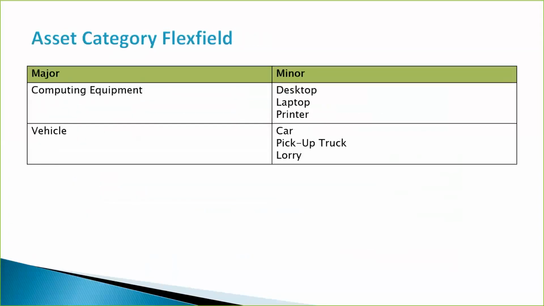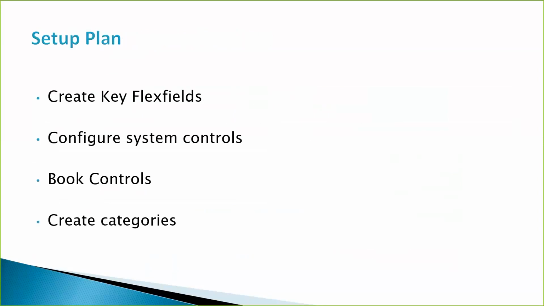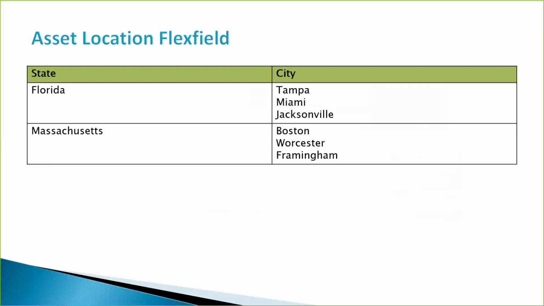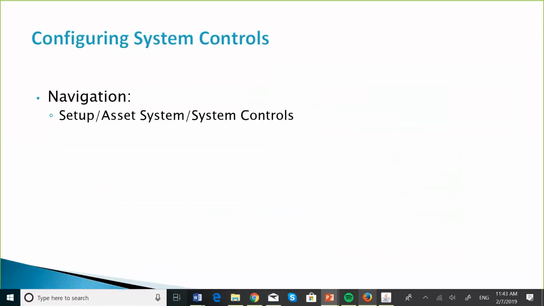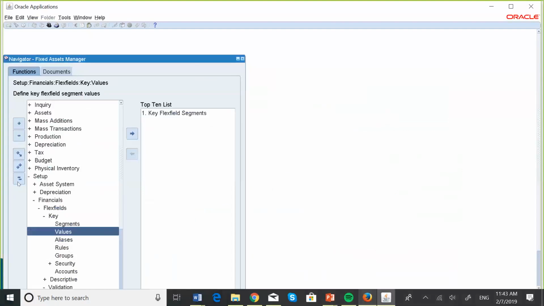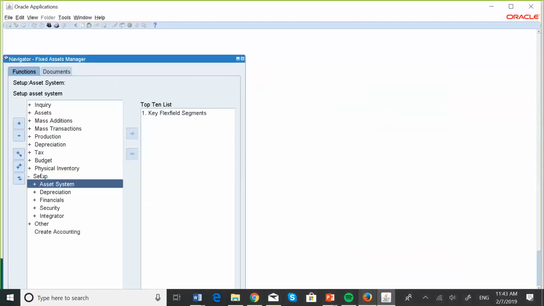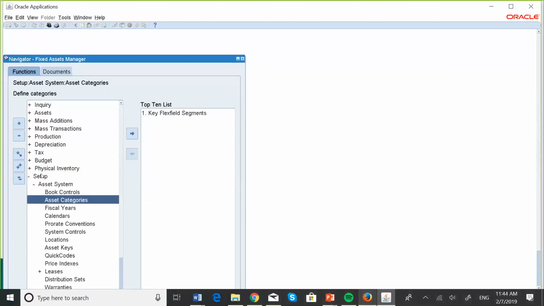So we have created our 3 key flex fields that allow us to group assets by categories, by location, and by asset key. Okay. So the next step from there is to configure the system controls. And in order to configure system controls, this is the navigation that we have to follow. Set up asset system controls. So let's head on over there quickly. It shouldn't take us long.